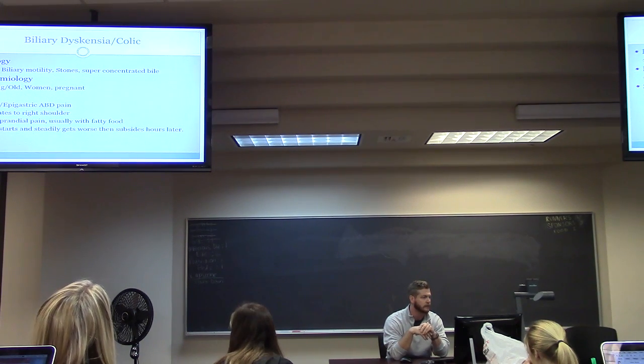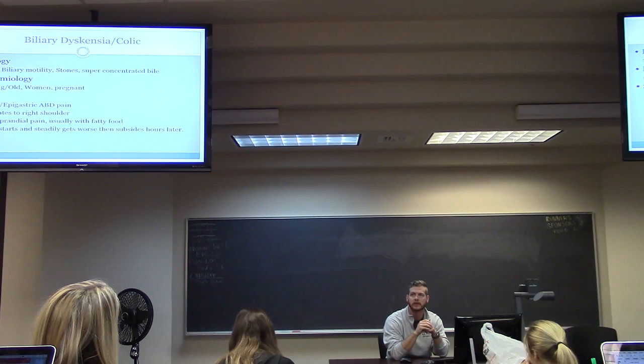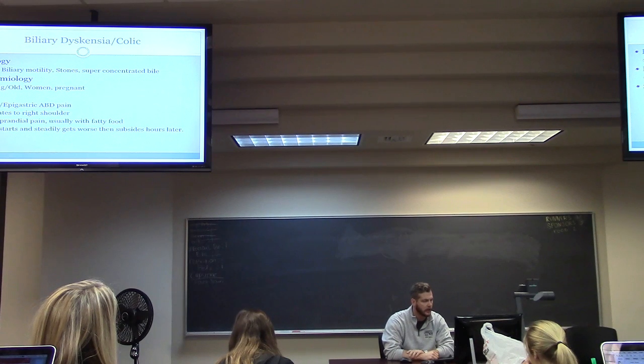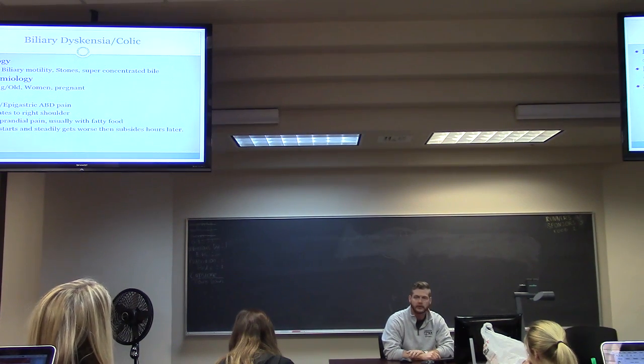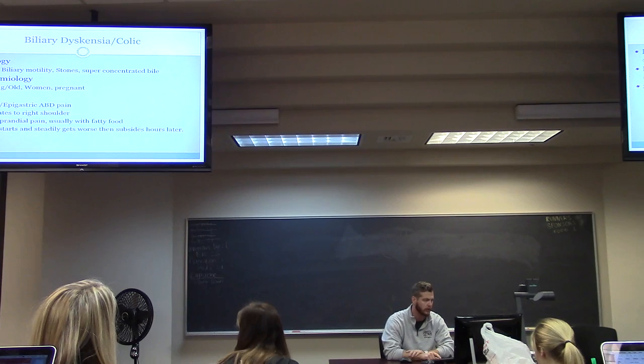And if you have poor biliary or gallbladder contraction, or stones in the way that are not letting the digestive enzymes get out, that's obviously going to be pretty painful. Pain starts, steadily gets worse, and then it can subside hours later. This is just dyskinesia, so this is not an infection. This is just poor gallbladder motility.